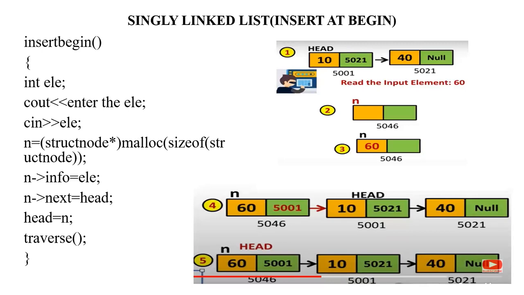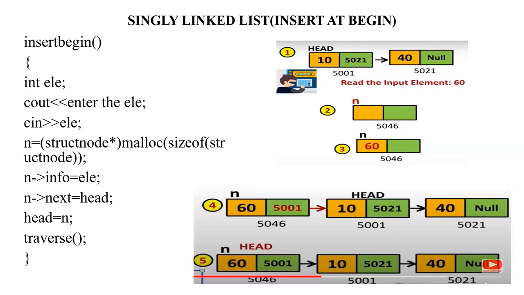The data 10 is going to be in the data part of the first node, and in the link part, we are going to have the address of the second node. The address of the second node is 5021. So 5021 is going to be in the link part of the first node. In the second node, the data part is going to be 40. And after this, there are no more nodes, so null is going to be in the link part. And the head is pointing to the first node.